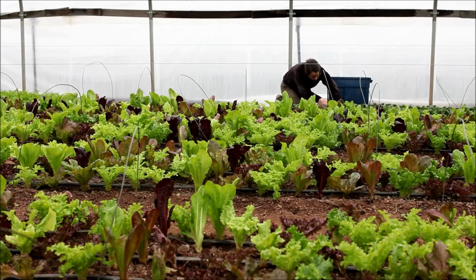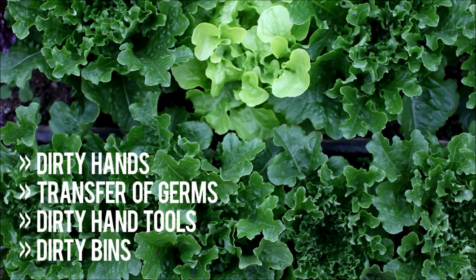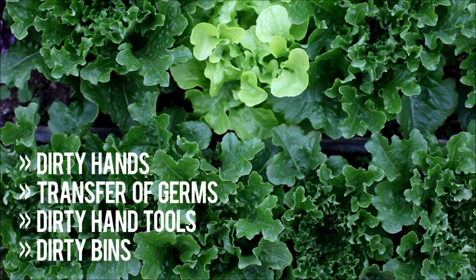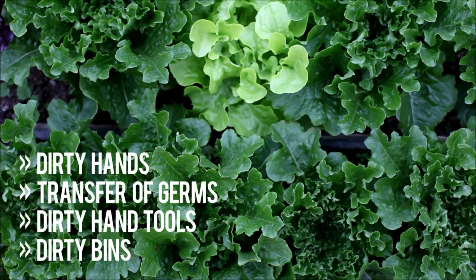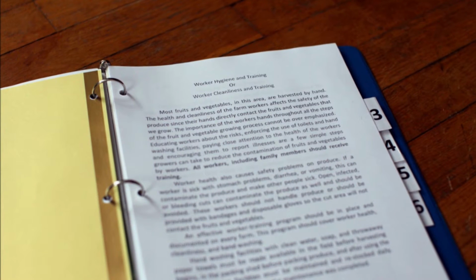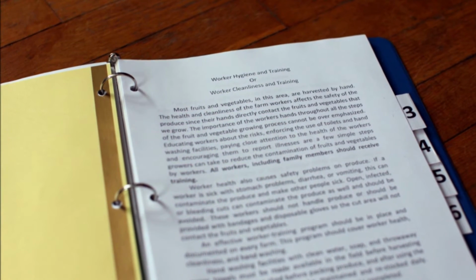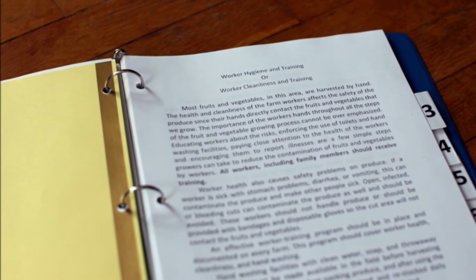When hand harvesting, potential contamination risks include dirty hands, the transfer of germs from bodily fluids, dirty hand tools, and dirty bins. Hand washing is very important. Write a hand washing standard operating procedure and train workers and family members on the hand washing technique.